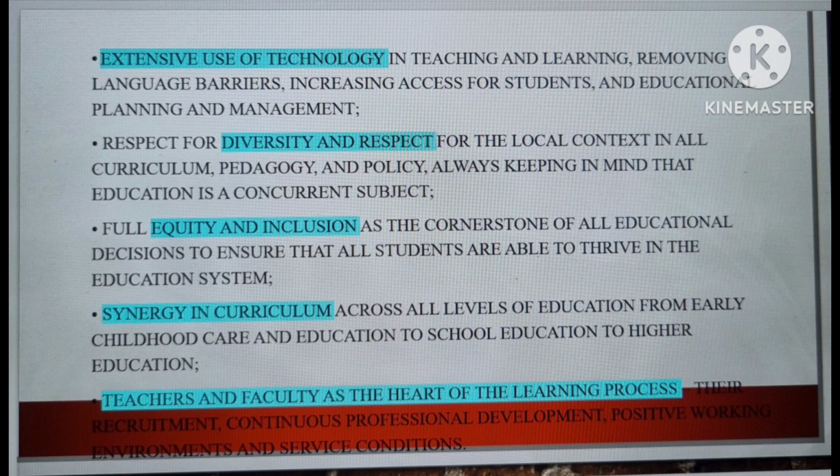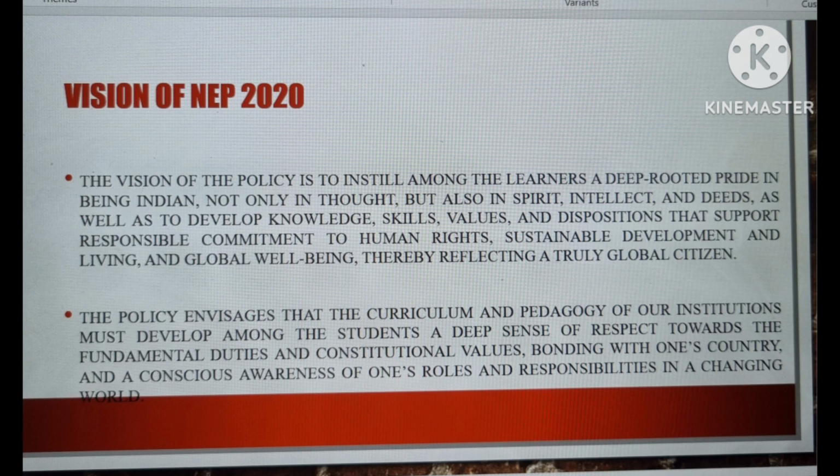Then, continuing with the principles, there is extensive use of technology which NEP 2020 is going to guide us with, so that there are no language barriers and there will be respect for diversity and respect for local context in all the curriculum. There will be complete equity and inclusion in the education system, and there will be synergy in curriculum across all levels of education, right from early childhood to higher education. Teachers and faculty will be the heart of the learning process, so their recruitment, continuous professional development, positive working environment and service conditions will be provided appropriately.